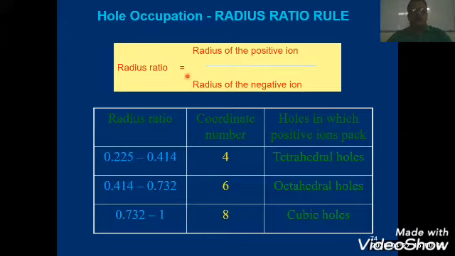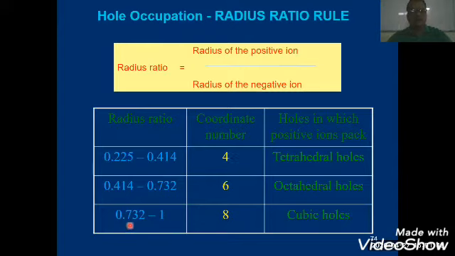Now, if the radius ratio is slightly larger, in the range 0.414 to 0.732, then it will not fit in the tetrahedral hole because the cation is slightly larger. Then it will fit in the octahedral hole because the octahedral hole is slightly larger than the tetrahedral hole. The tetrahedral hole is between 4 units, the octahedral hole is between 6 units. So definitely the octahedral hole is slightly bigger than the tetrahedral hole. So in this case, when the radius ratio is between 0.414 to 0.732, the coordination number will be 6. That means the cation will fit into the octahedral hole. It will not fit in the tetrahedral hole.